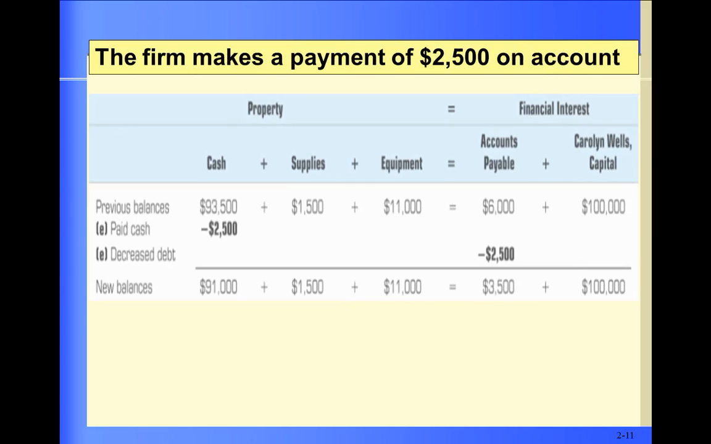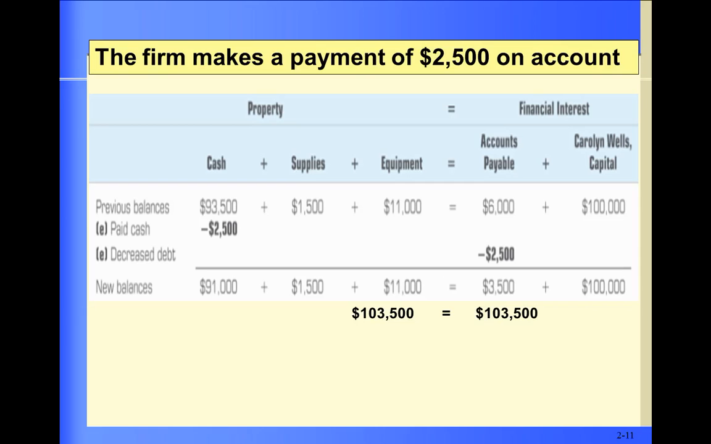In the next transaction, the firm is going to make a payment of $2,500 towards the account in which they purchased something earlier. In this case, we're going to decrease the balance of cash because we're actually paying somebody, and we're going to decrease the balance of our accounts payable since we no longer owe that $2,500 to the creditor.